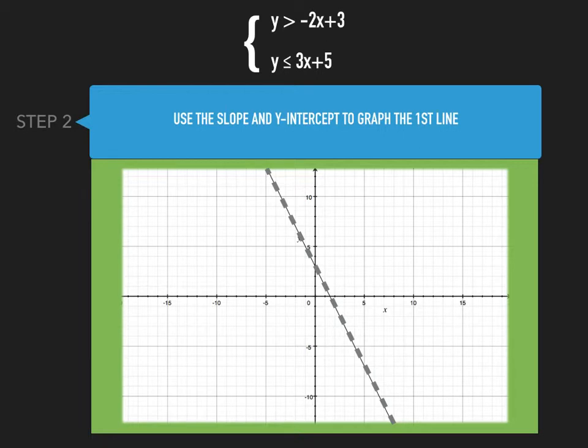Okay, if you're having problems with the graphing part, please go back and watch my recordings on how to graph a line in the form y equals mx plus b, and then come back and watch this video.